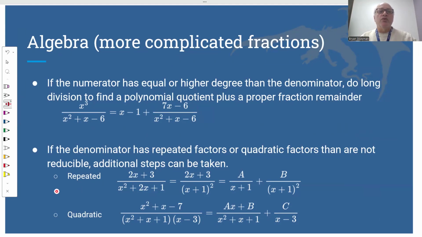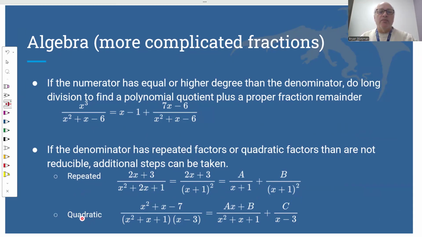Something we're not going to do in this video is handle repeated factors. For example, this denominator, x squared plus 2x plus 1, is equal to x plus 1 squared, and it repeats by a power of 2. The way we decompose it, we write each of the repeated factors to the first power and to the second power, until I get to whatever power it was.